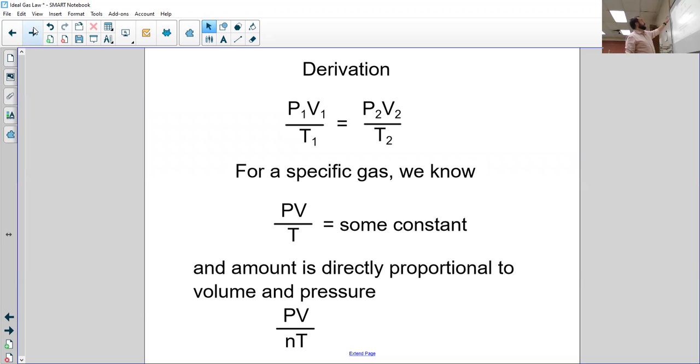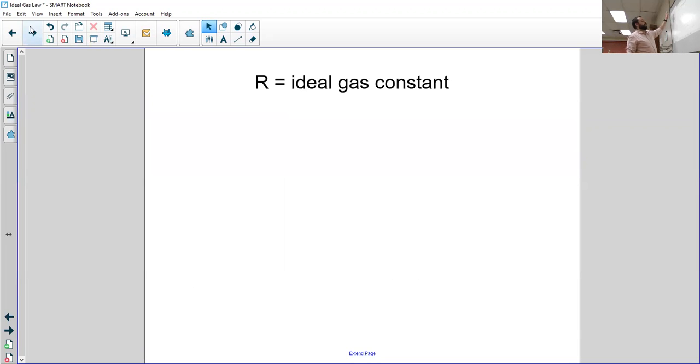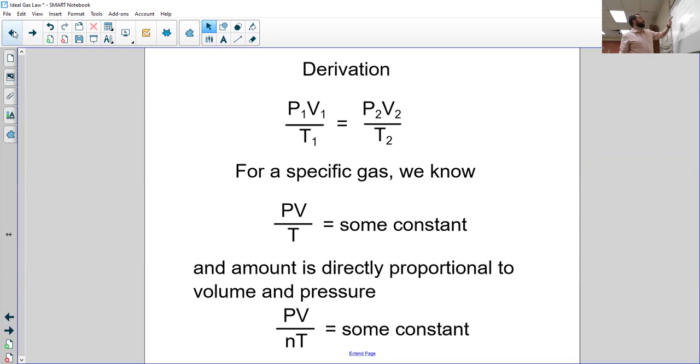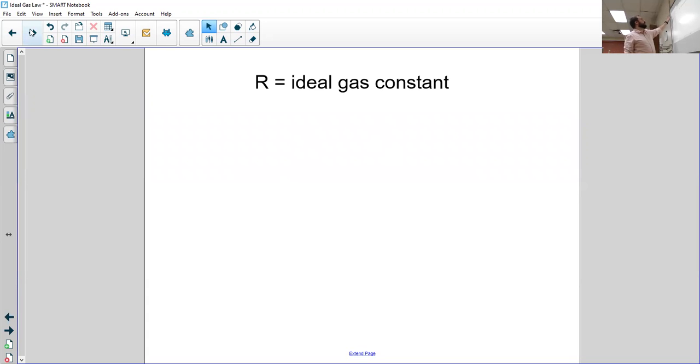So we represent that with a little n on the bottom there. So n, as we're going to talk about on the next slide, is going to be equal to number of moles. We have R represented as the ideal gas constant. That's that some constant at the bottom, and we call it the ideal gas constant. So we have PV over nT equals R. I rearranged the equation just to get it in the most standard form. So we get nT from the bottom to the top on the opposite side. We get PV equals nRT.